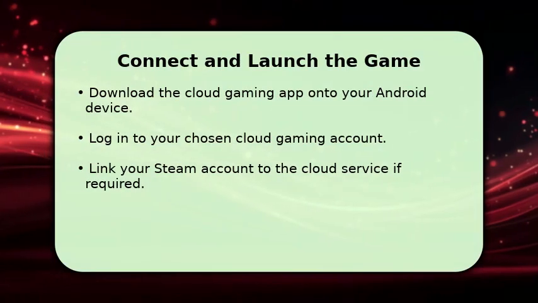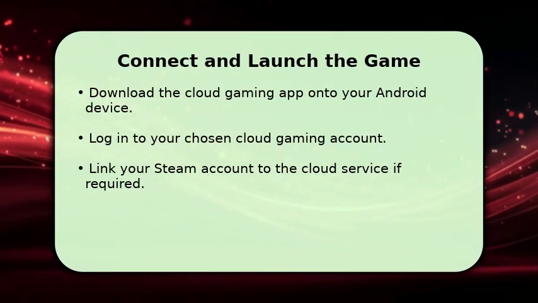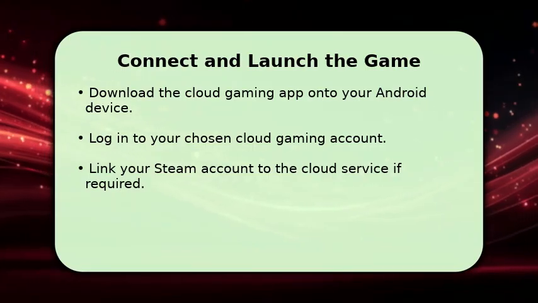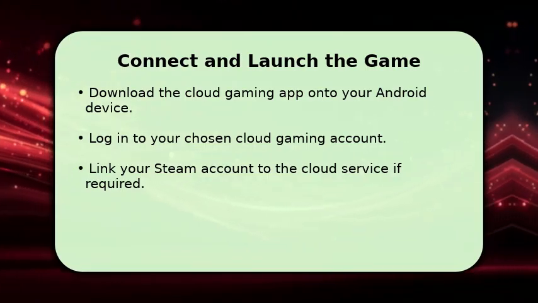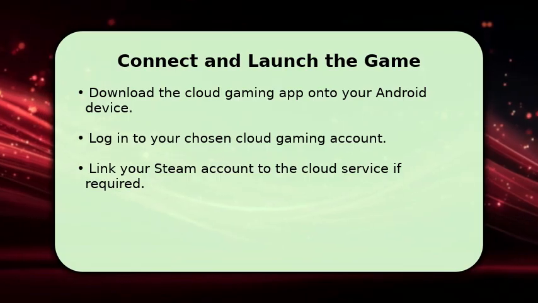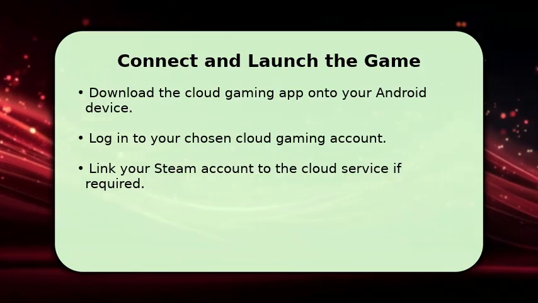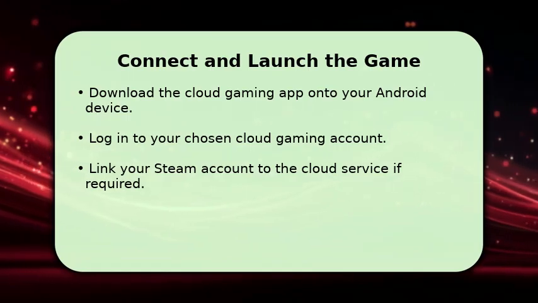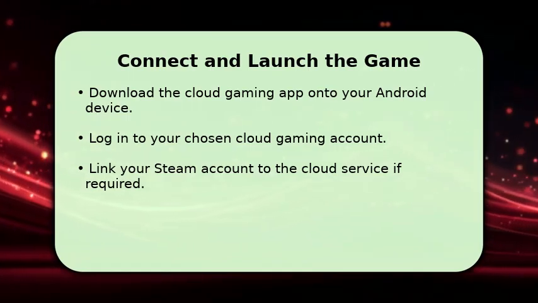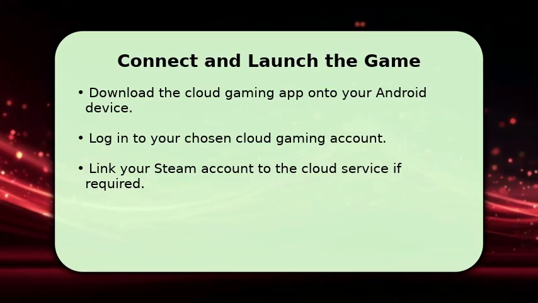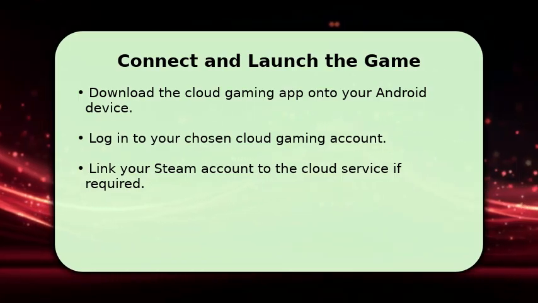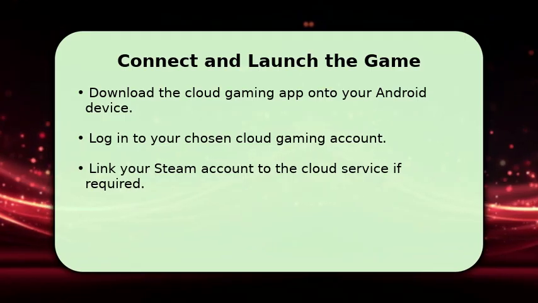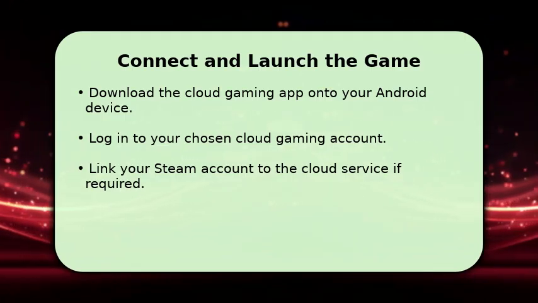Once you have your service selected, download its dedicated app from the Google Play Store onto your Android phone or tablet. After installation, log in with your account credentials. For services like GeForce Now, you will then link your Steam account, which holds your copy of American Truck Simulator. Navigate to the game in the Services library and simply click to launch it. The game will run on powerful remote servers and stream directly to your screen.